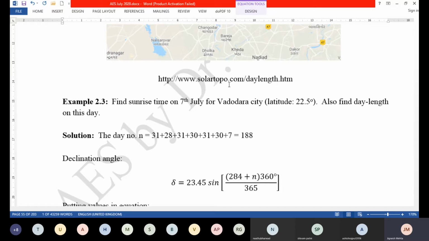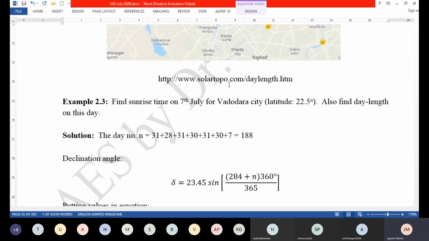So let's try and do this exercise. What is the day number for 7th of July? You start with January 31, February 28. Somebody may ask that sometimes it is 28 and sometimes 29. It won't matter much, so don't worry about the leap year. Just take 28 all the time. So 28, 31 for March, then April, then May 31, then June 30, and then 7th of July. So the day number is 188.